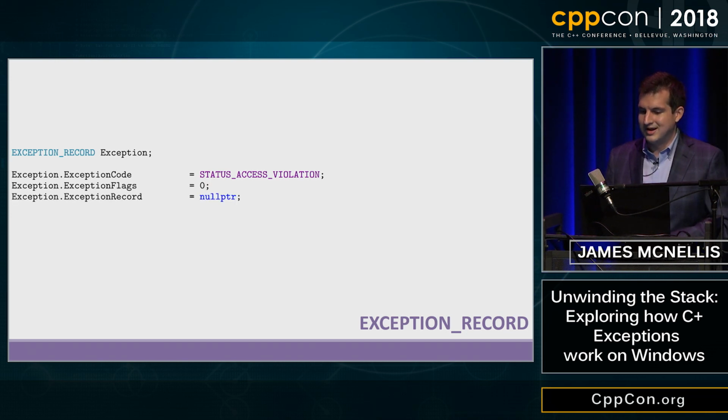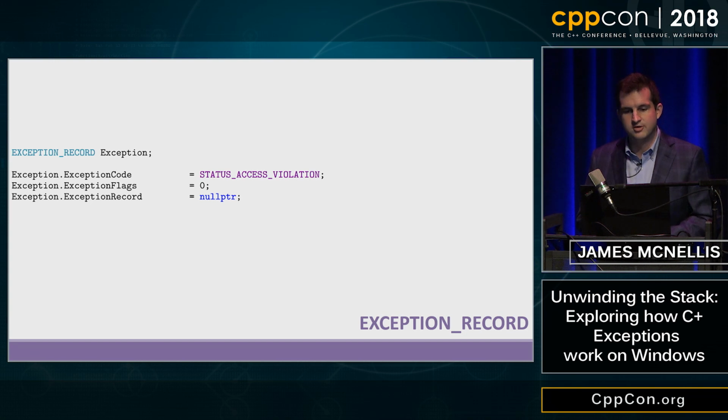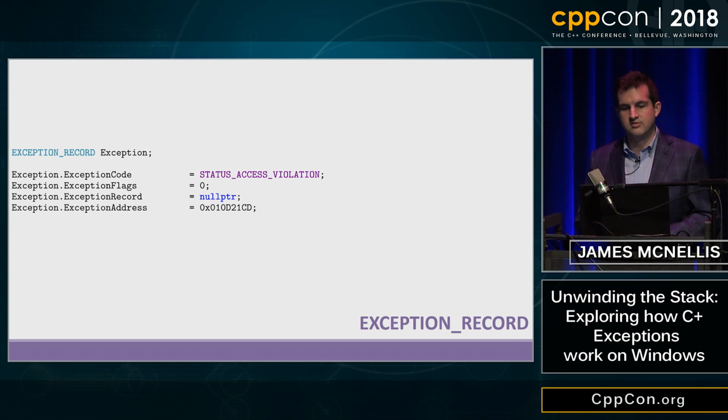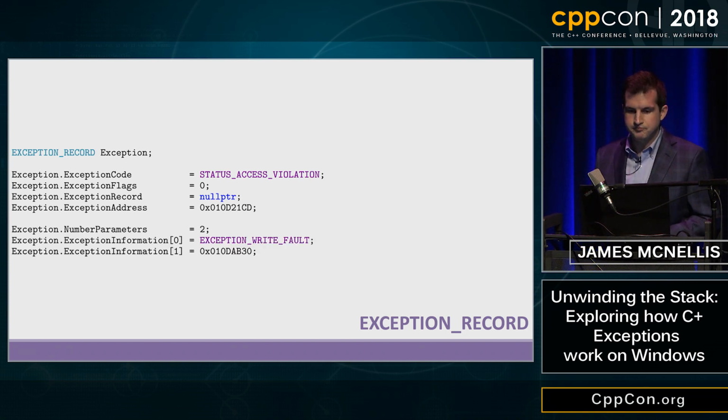Next, the exception record can have flags and a nested exception. No flags are needed here, and we don't have a nested exception, so these are just left as their default values. The exception record contains the address at which the exception occurred. So this is generally the address of the instruction that caused the exception. In this case, it's the address of what would be a move instruction that tried to modify the global variable.